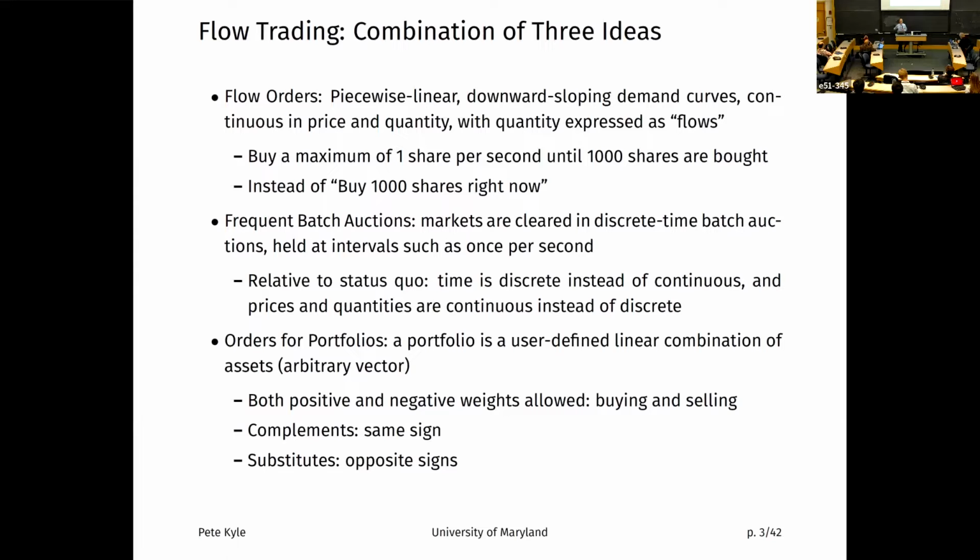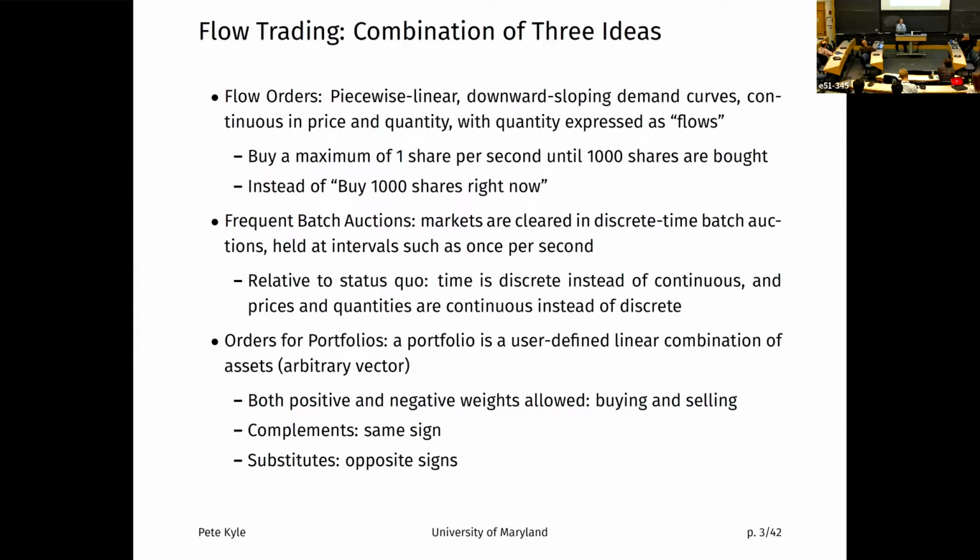So what you do is you submit an order that says, I would like to buy 1 share per second until 1,000 shares have been executed. That's making it continuous in time, kind of dividing it up across time. And you also submit a range of prices that allow you to adjust the quantity that you're buying, up to a share a second. Maybe it's 0, maybe it's a share, maybe it's some other fraction in between. Okay, that's the first idea.